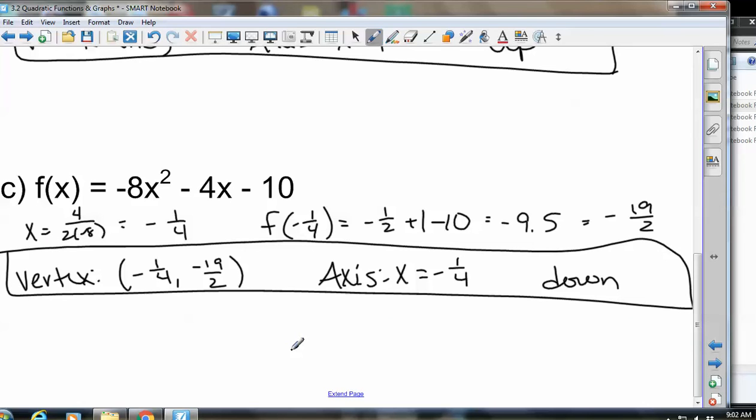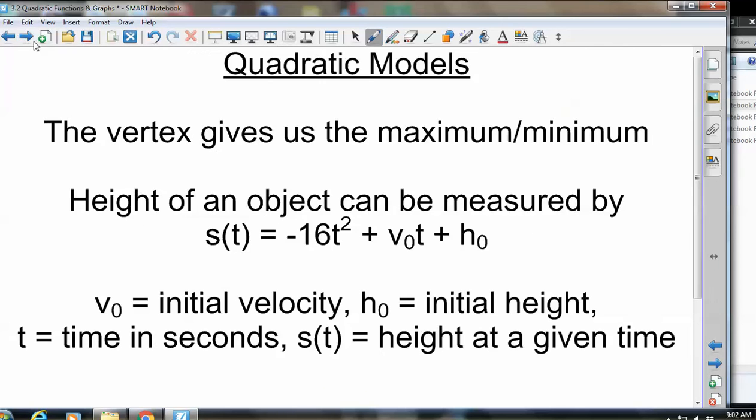So that was kind of a review from last week. That was where we ended off. We had talked about finding the vertex using our formula. Any issues with that at all? Then let's look at, I want to just talk about some quadratic models that we're going to see.